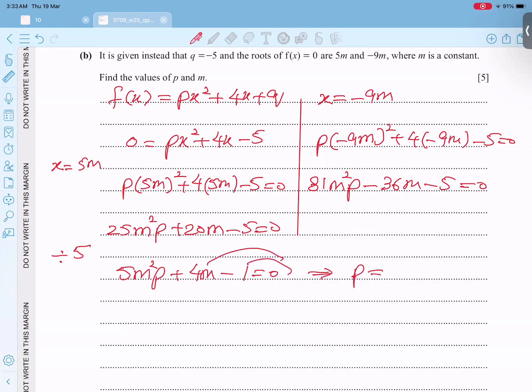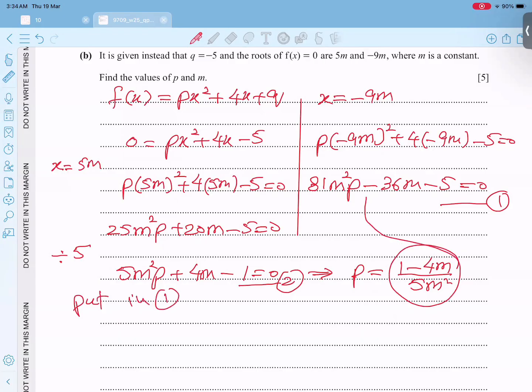Both values will go to the right side. I can write 1 minus 4m over 5m squared. So this 5m squared goes down. Now this value I'm going to plug into number 1. Okay, I can call this number 1 and this number 2. So put in 1. So this complete value will go here. So I'm writing here 81m squared as it is, and 1 minus 4m over 5m squared, negative 36m and negative 5 is equal to 0.